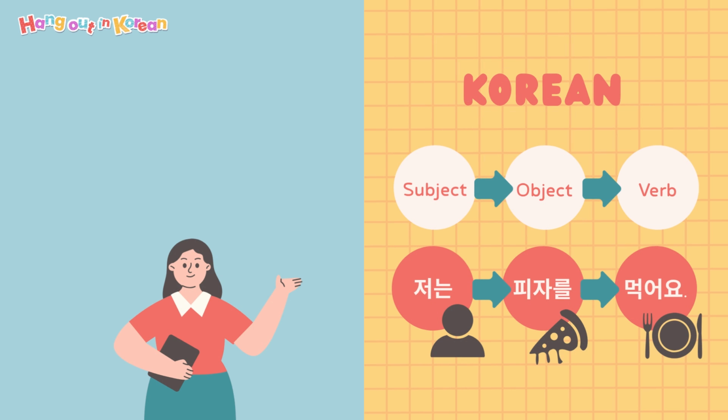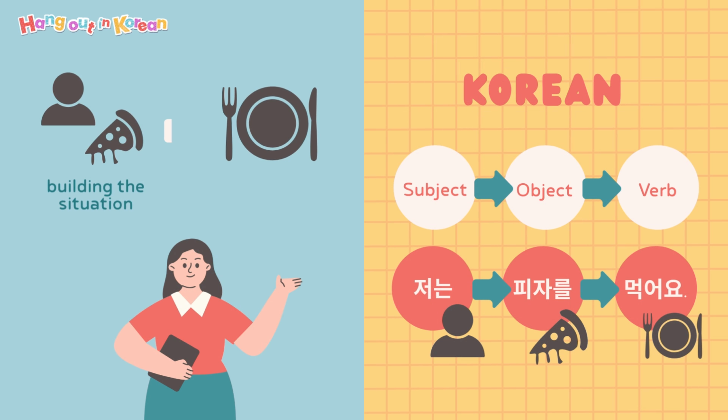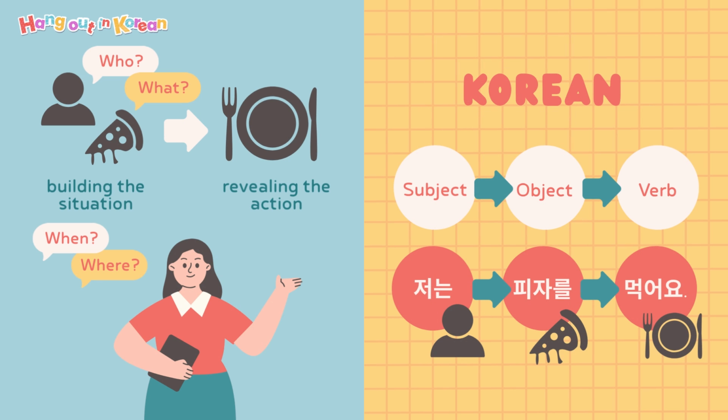Korean takes a different approach. Instead of giving you the action first, Korean usually builds the situation before revealing the action. It first tells you things like, who are we talking about? What is involved? Sometimes when? Sometimes where? Only after building that picture does Korean tell you what happens. That's why Korean sentences often feel as though they're building toward the end.